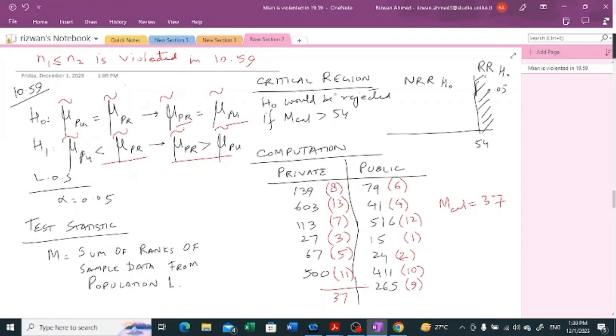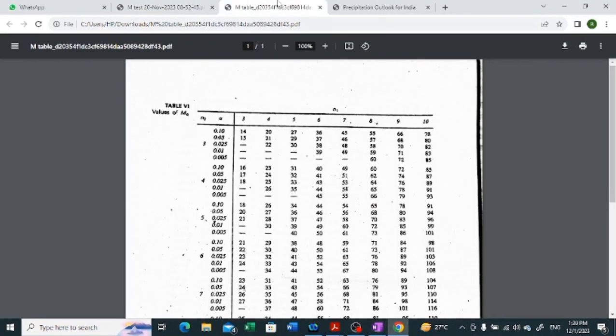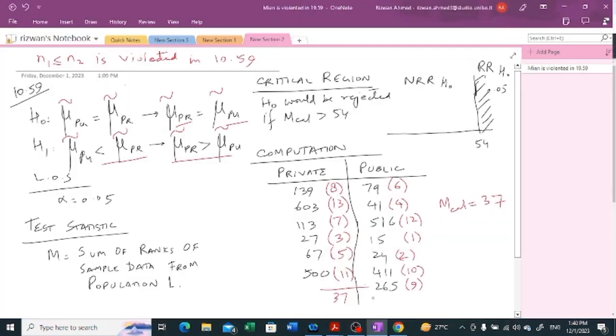Now the critical region we need to take. For the critical value, we need to refer to the table for the number of observations. As per the number of observations, it is the sixth column and seventh row we need to go for, at 0.05. You can see the value is 54, which is a right tail critical value, and since it is a right tail test, we need not worry about computing the left tail values. So 54 is the value.